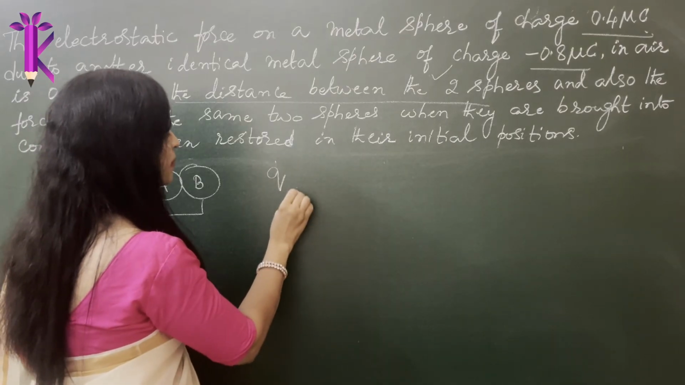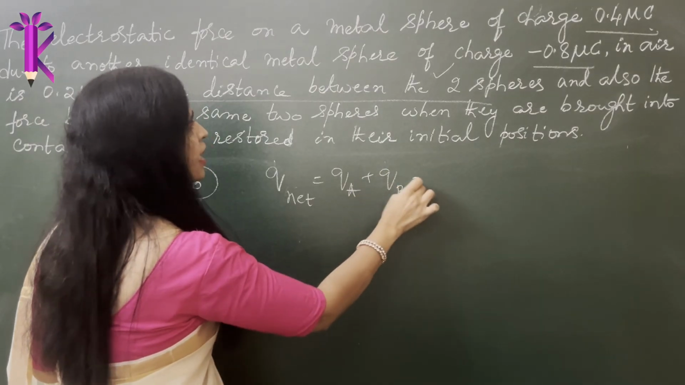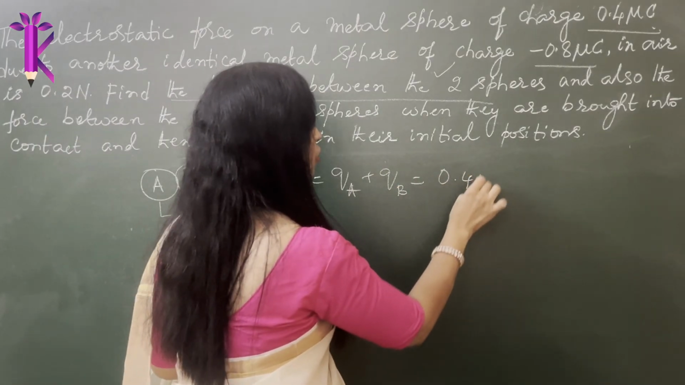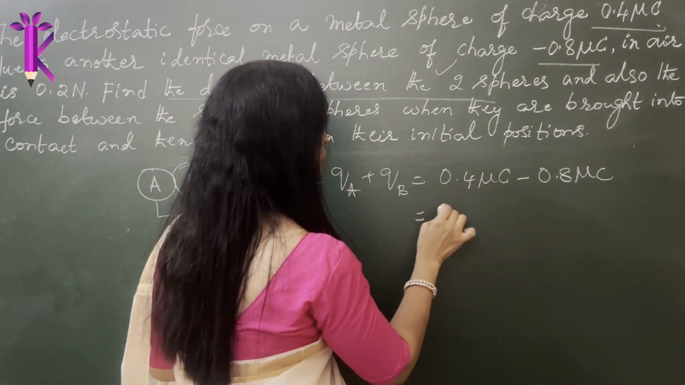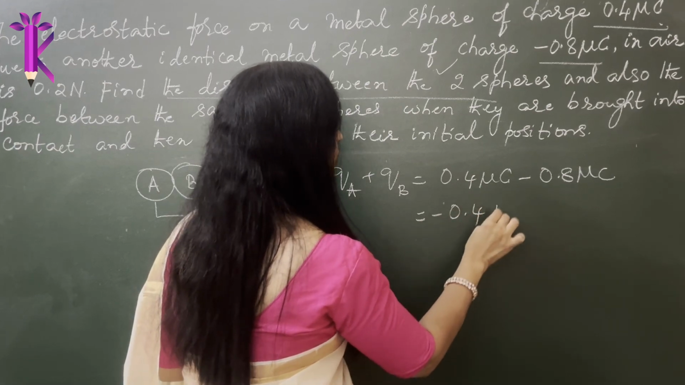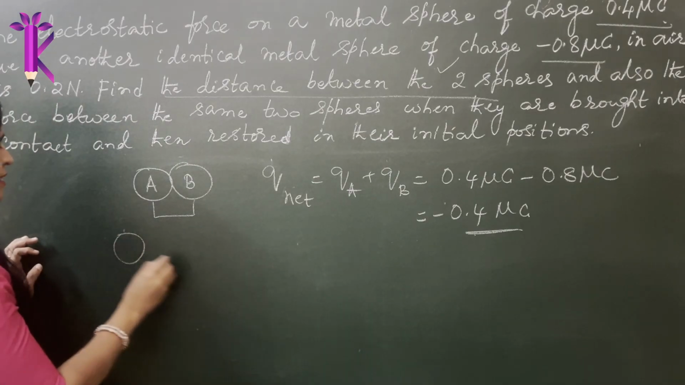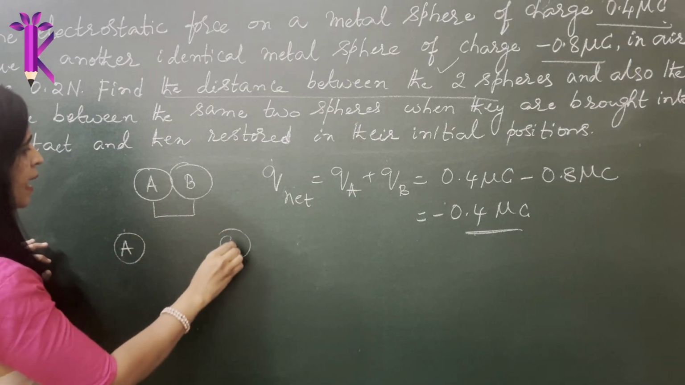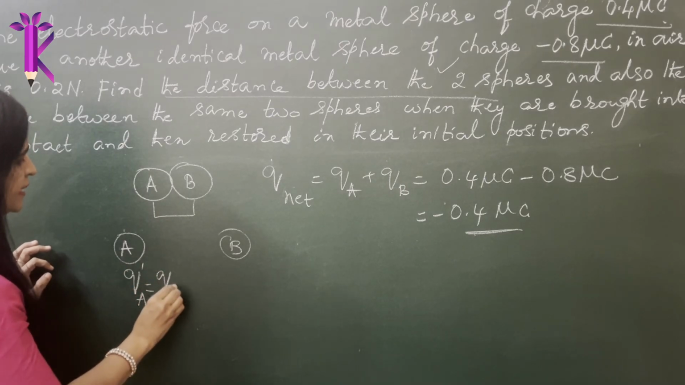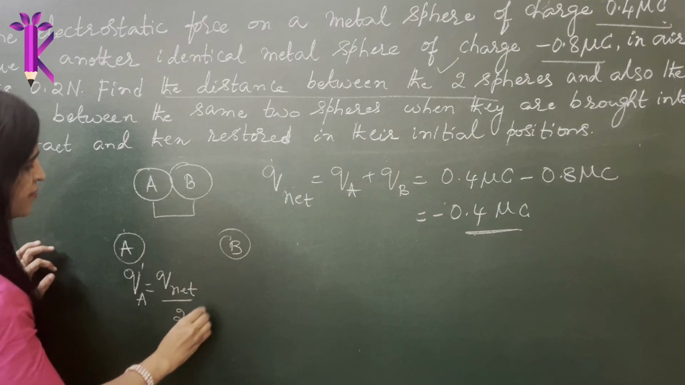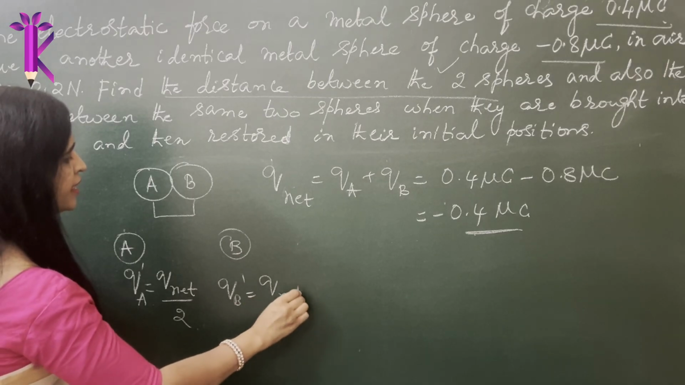So what will happen? The net charge on the system will be charge on A plus charge on B. What is the charge on A? Charge on A is 0.4 microcoulomb. Charge on B is minus 0.8 microcoulomb. So the total charge on the net system now is minus 0.4 microcoulomb. So now when you separate them by the same distance, that is 12 centimeter, the new charge on sphere A will be the net charge divided by 2. So QB dash will also be the net charge divided by 2.